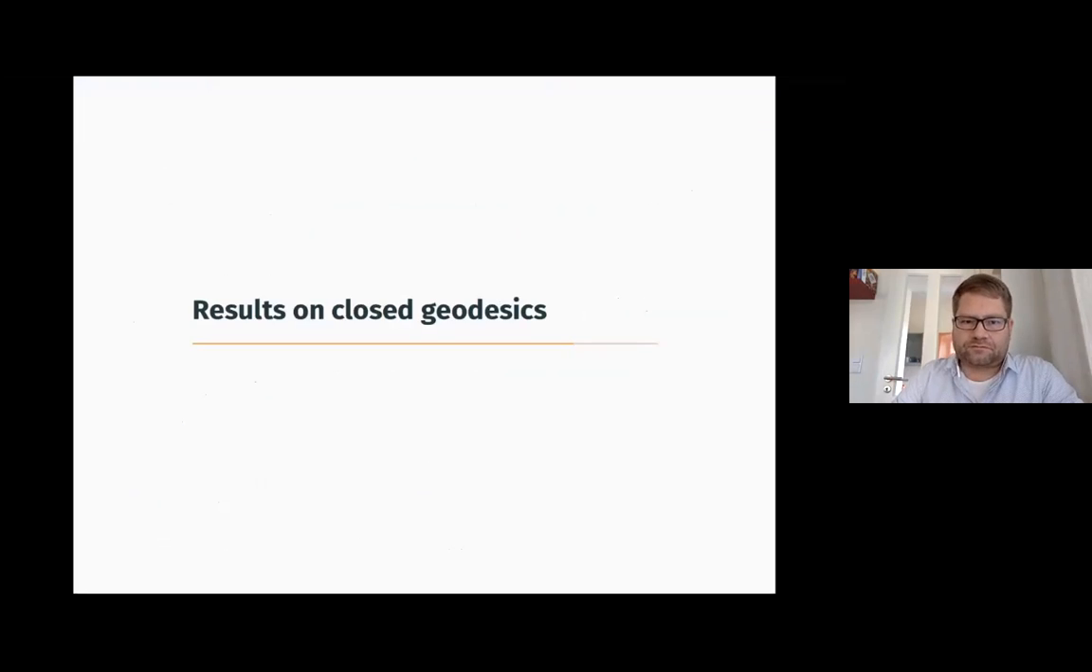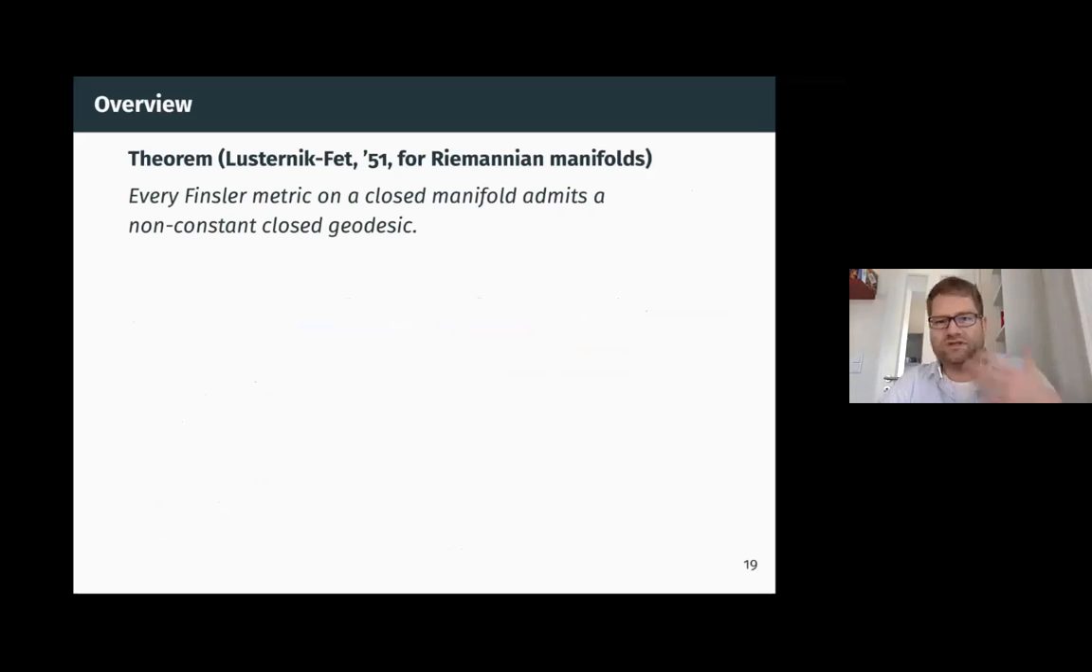Okay. Now to the closed geodesics. I don't have that much time anymore, so I will go rather quickly. First of all, this closed geodesics problem for Finsler manifolds is a highly non-trivial one. You know that every Finsler metric on a closed manifold has a non-constant closed geodesic. That's a theorem by Lusternik and Fet from 1951, which was carried out for Riemannian manifolds, but the Finsler case uses precisely the same argument line by line.